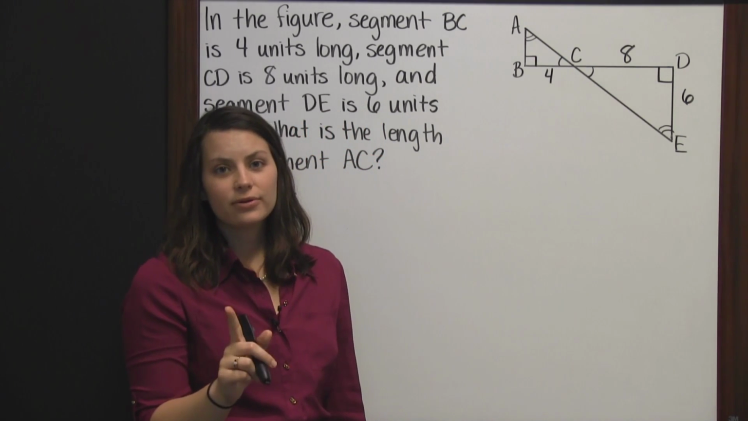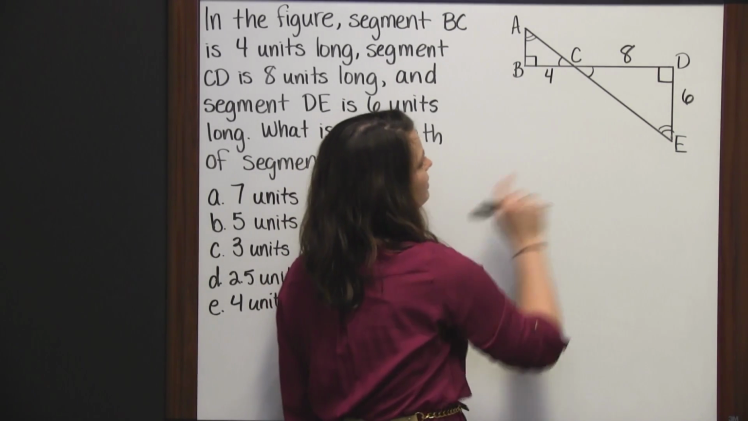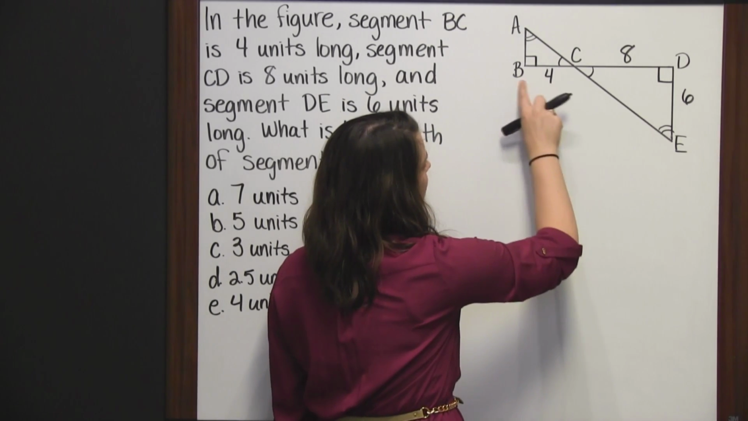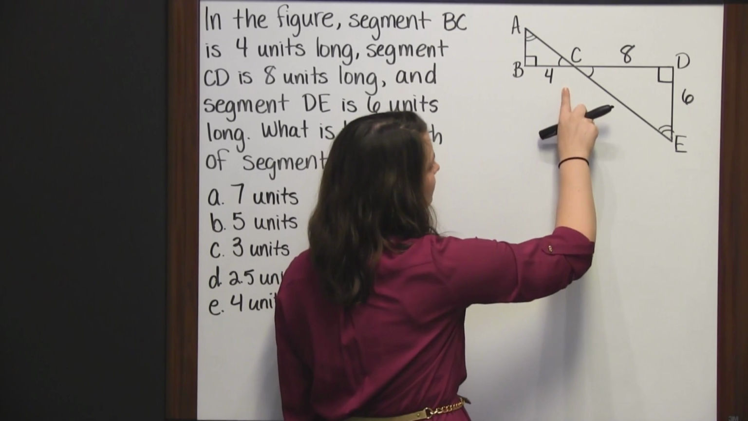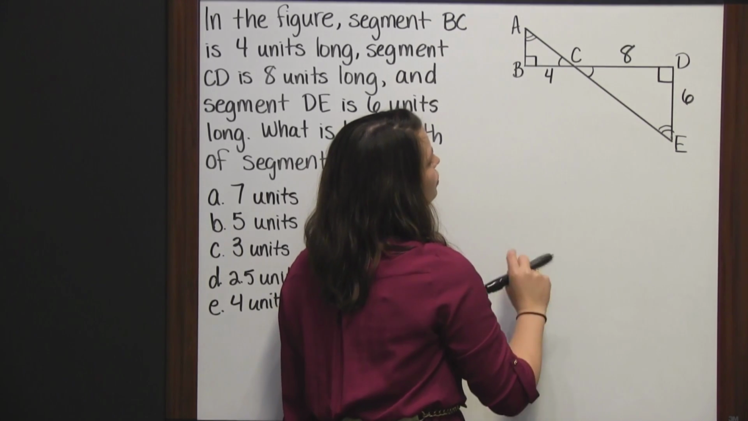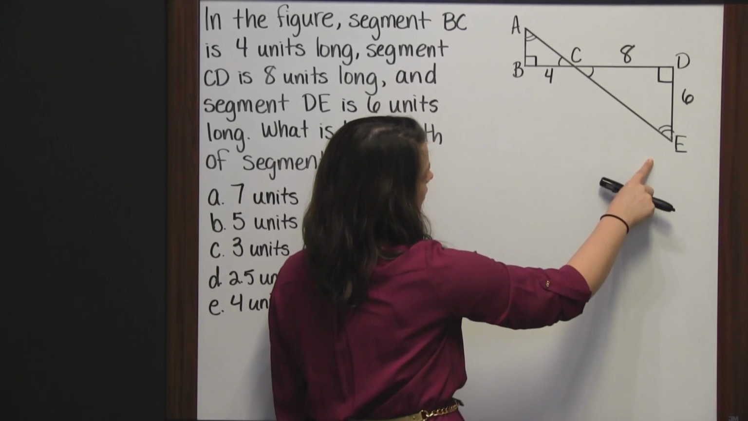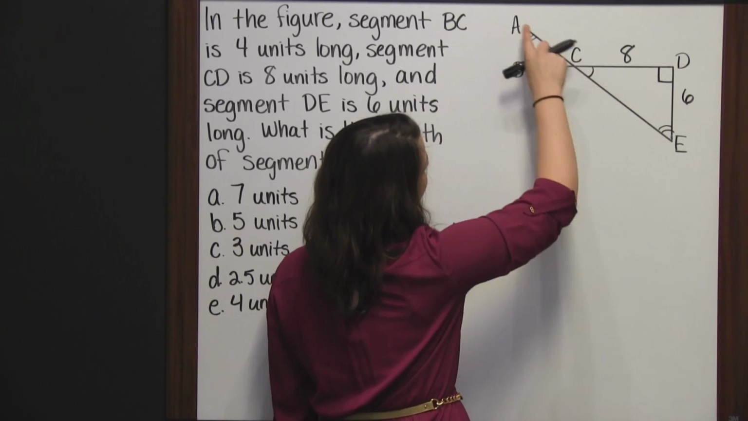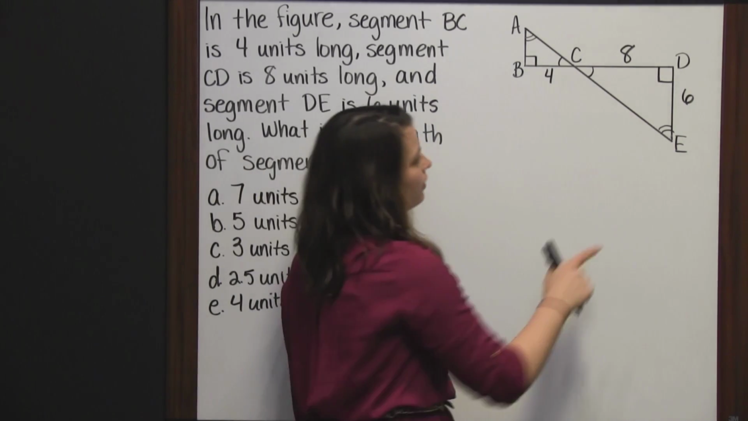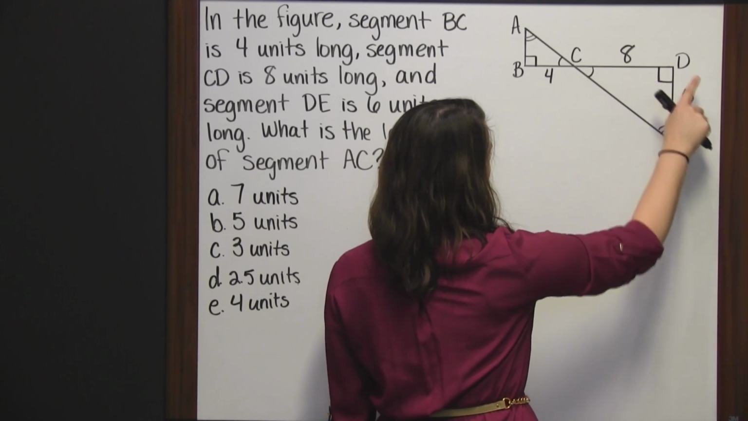And since these triangles are similar, that means that their corresponding sides are proportional. You see that segment BC is half of segment CD. 4 is half of 8. So if we can find the length of segment CE, then we know the length of segment AC is half of that. We're going to find the length of segment CE using the Pythagorean theorem.